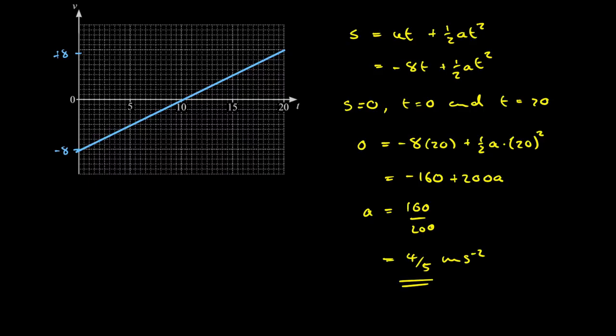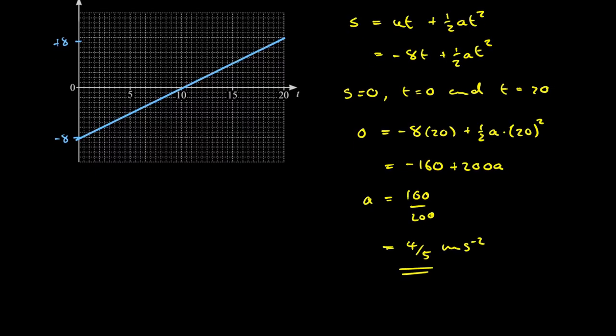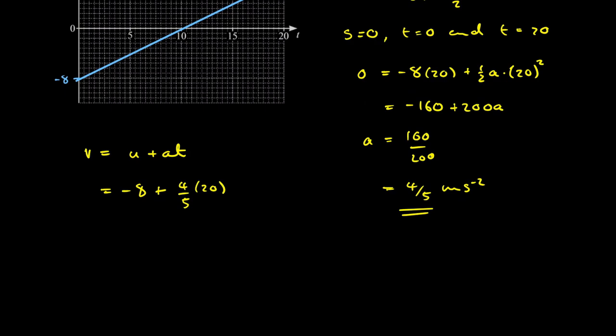Okay, well, if that's going to be the case, what's our velocity going to be when t is equal to 20? Well, we can say v is equal to u plus at. Okay, our initial velocity is -8. Our acceleration, as we just said, is 4 over 5. And our time that we're interested in is 20 seconds. Okay, so that's going to be equal to -8 plus 16, which is equal to +8.